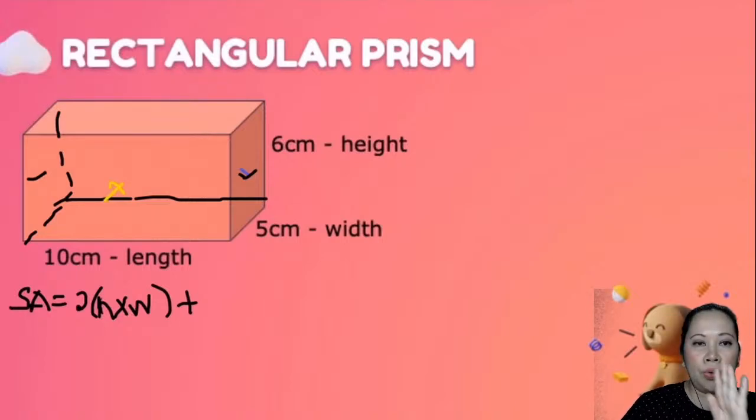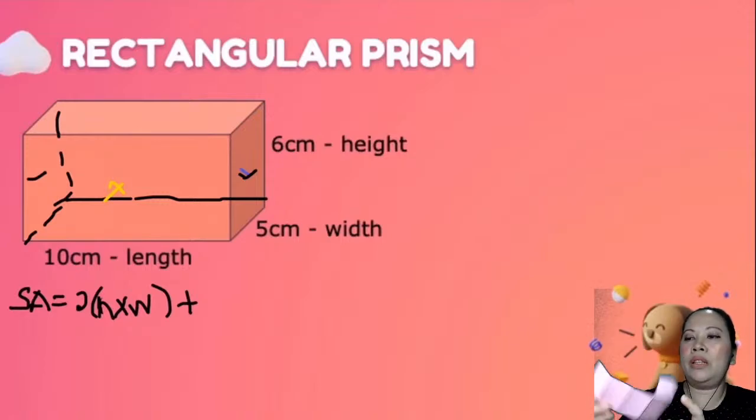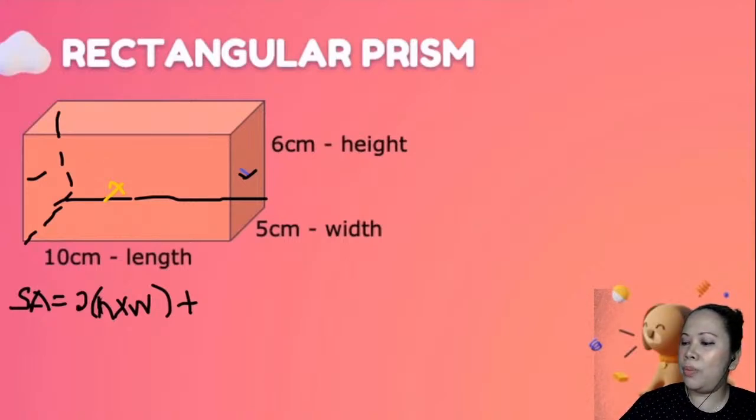Plus, I'll use another color, this side here, the one facing you, and the one at the back. The side that is facing you and the one from the back are exactly the same. So therefore, again, that will be 2 times the length times the height.